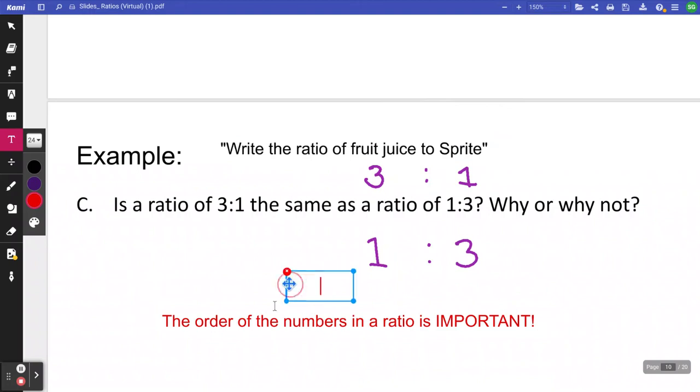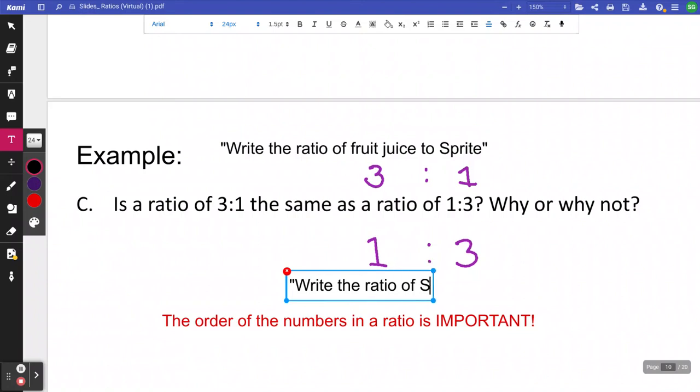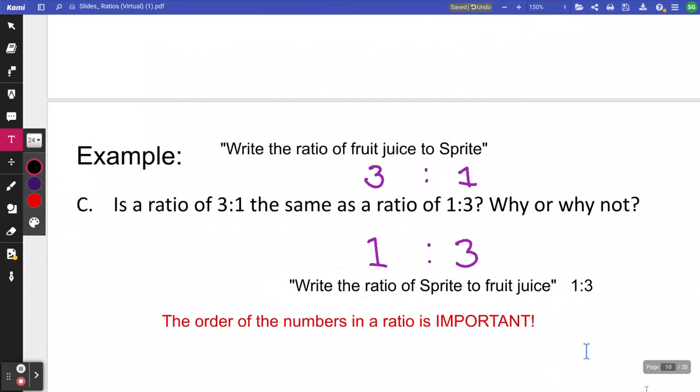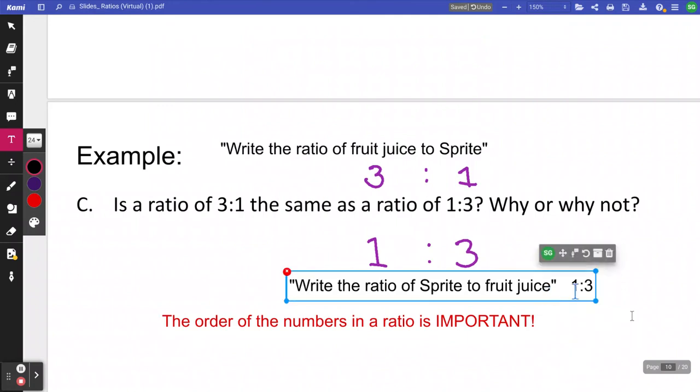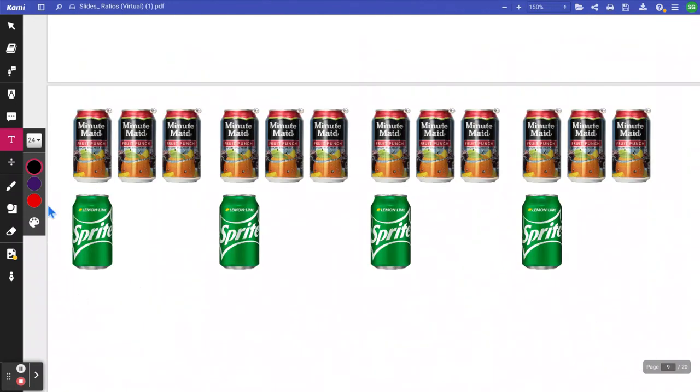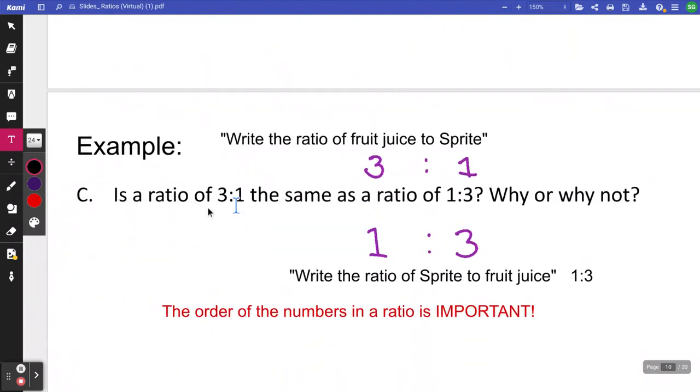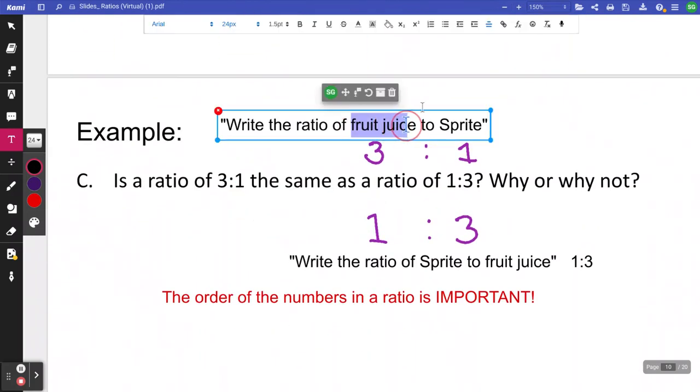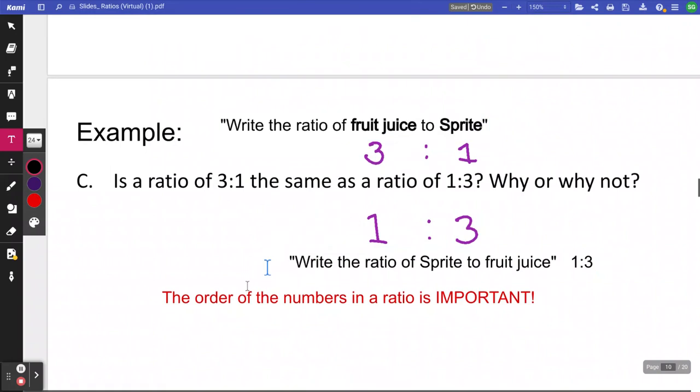Now I could ask you to write the ratio of Sprite to fruit juice, and that would be the ratio 1 to 3. That means the same thing as what we were doing earlier. 1 can of Sprite for 3 cans of fruit juice. That's what I see up here. 1 can of Sprite to 3 cans of fruit juice. The key here, though, is following the order of what is listed in the question. If I ask you for the ratio of fruit juice to Sprite, it means that first number better be your fruit juice and that second number better be your Sprite. We cannot switch around the order of numbers in ratios.